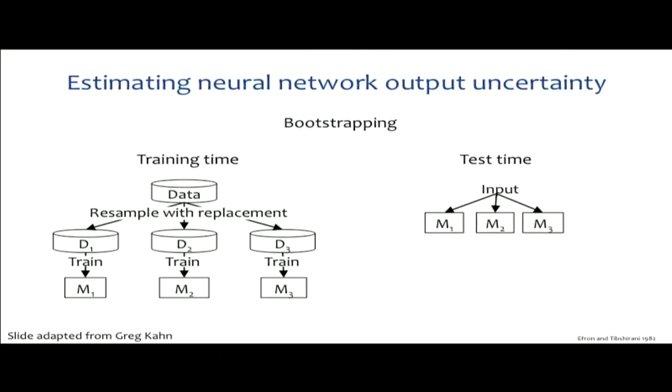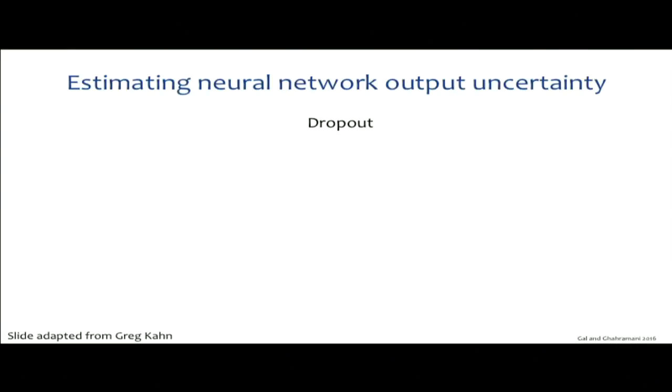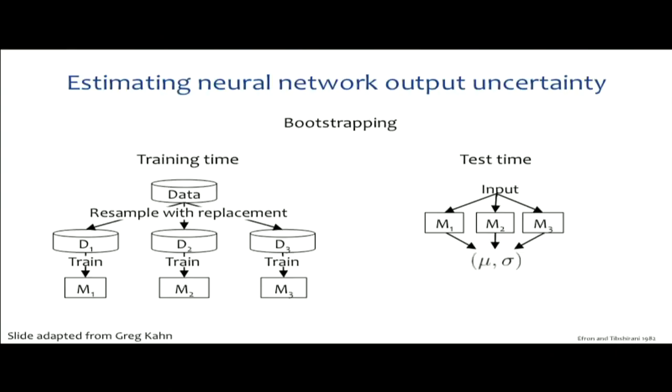And then at test time, we have each of our models. We're going to feed our input into each of those models and take the mean and standard deviation of the outputs of those models in order to get our uncertainty estimate. So the mean is going to be our prediction, and the standard deviation is going to be our estimate of the variance of our model, or our uncertainty for that input. Does that make sense?